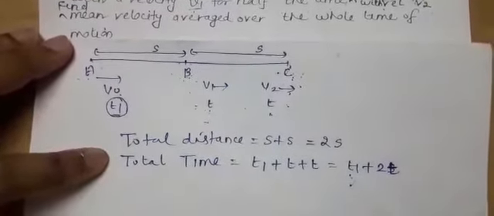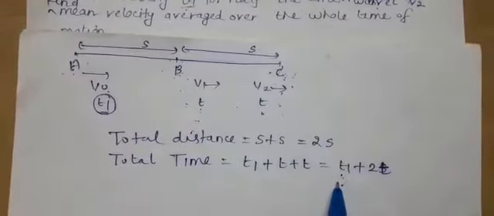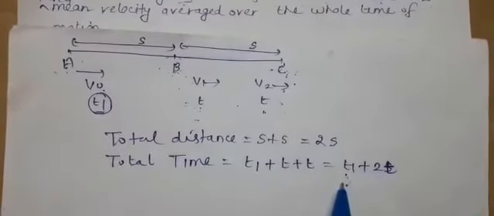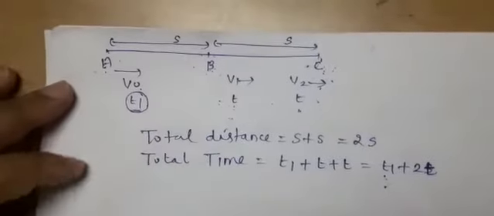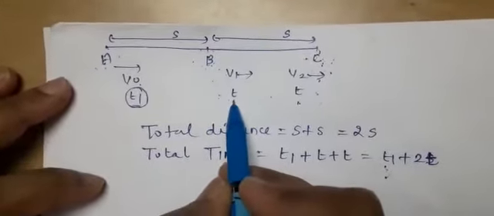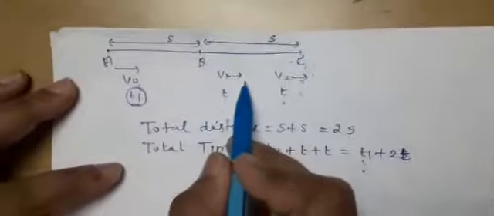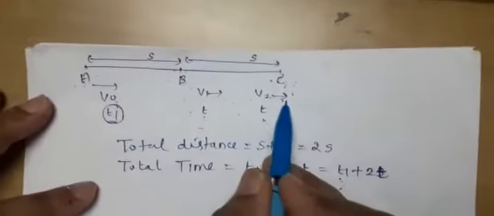T1 and t we have assumed. So we have to find average velocity in terms of the given parameters. Now you can see as the body is moving with velocity v1 for time t, what will be the distance covered? It is not clear to us that from B to C, what will be the distance covered with velocity v1 and what will be the distance covered with velocity v2.